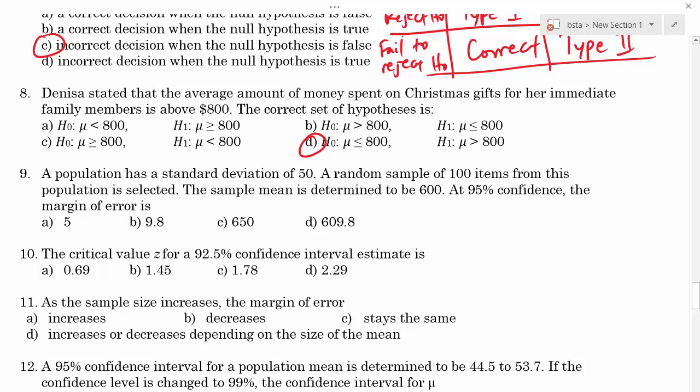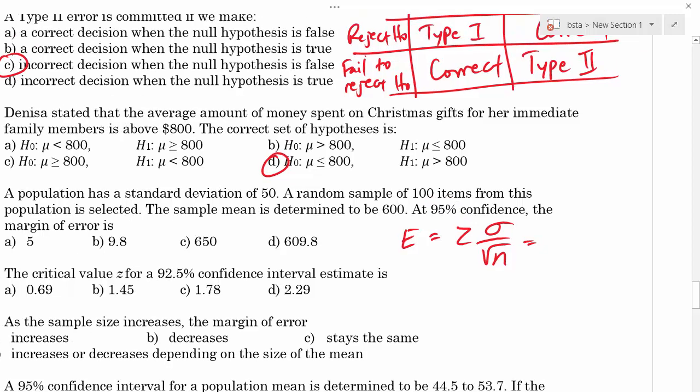So margin of error, again, we know the formula for margin of error is the error part. I know that formula is not written explicitly in your formula sheet, but you need to know what it is. They said a population has a standard deviation of 50. So this is your formula. And you have everything except the Z explicitly, but they said you're constructing the interval at 95% confidence.